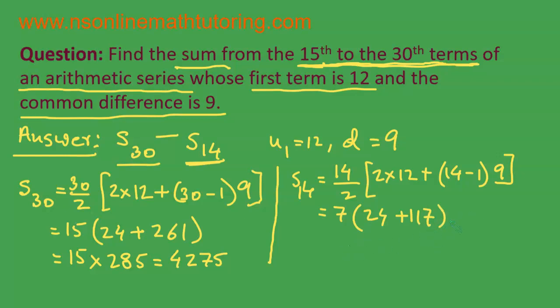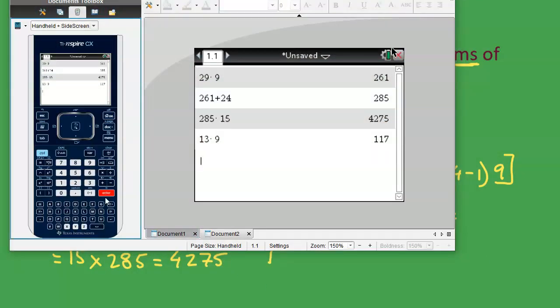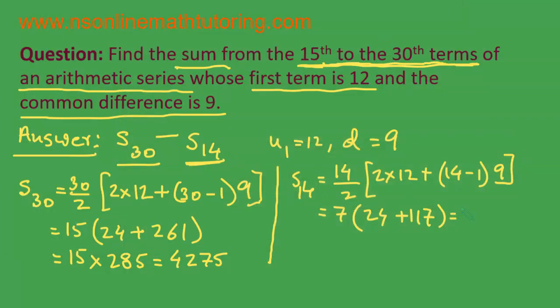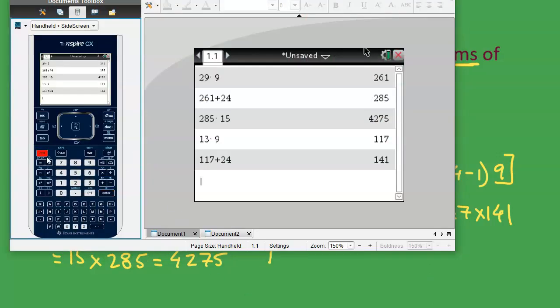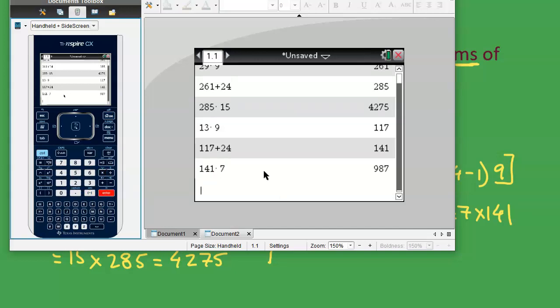Okay. Which is equal to 117 plus 24, which is 141. So it is 7 times 141, which is equal to 987. Okay.